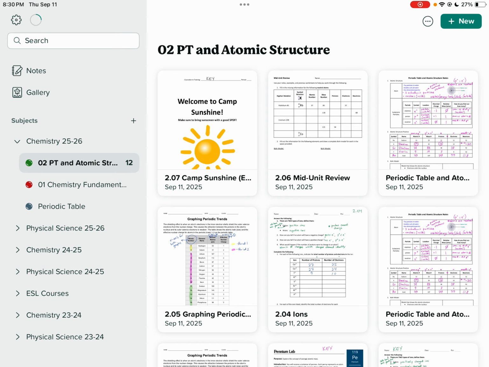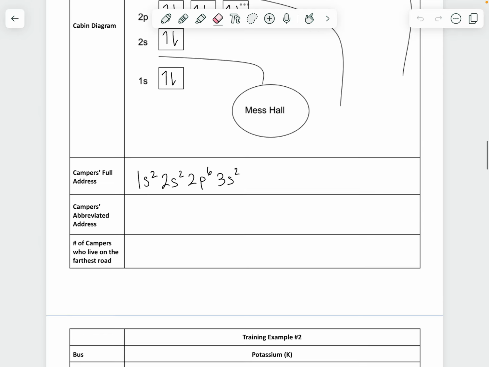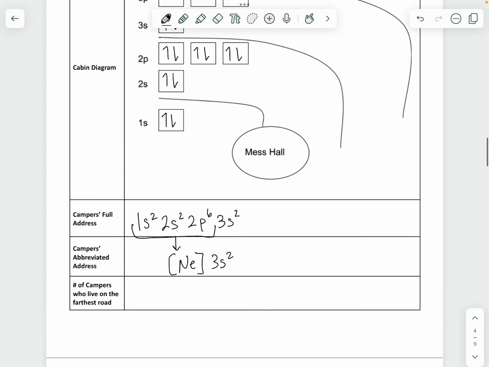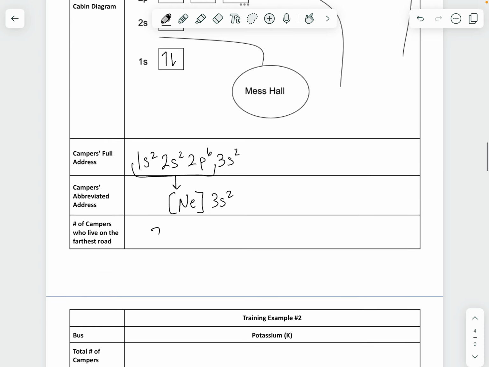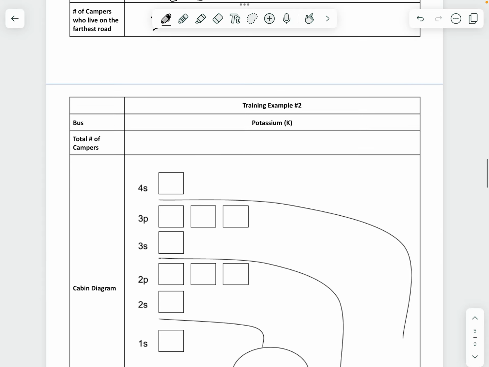So we're going to go back. We have 1s2, almost erased everything. 1s2, 2s2, 2p6, that is 2, 4, and 6 is 10. That means that the first 10 campers can just be replaced by writing Ne for neon in brackets. And the campers that are left over go on the outside. How many are on the furthest road? The furthest road is the third in this case. There are only 2.